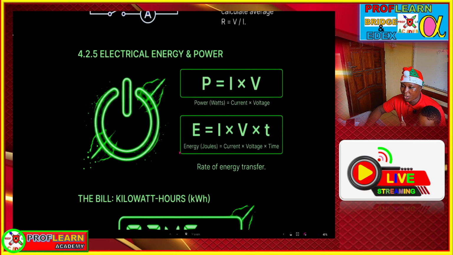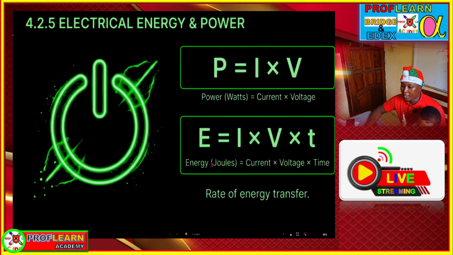So you also need to understand the concept of electrical power, and you can see here how power is obtained. Power is the rate at which energy is transferred. In electricity, power is current times voltage. And then we can also understand that energy can be given as current times voltage times time. But you have to remember that time must be given in seconds.